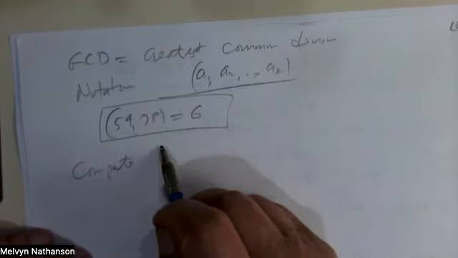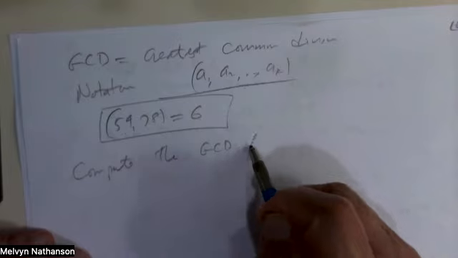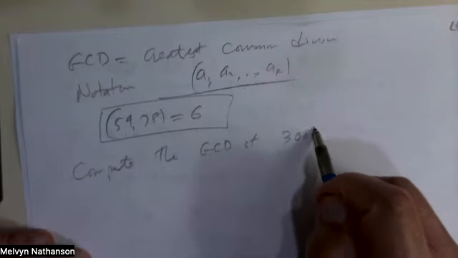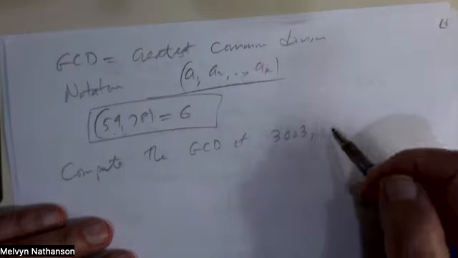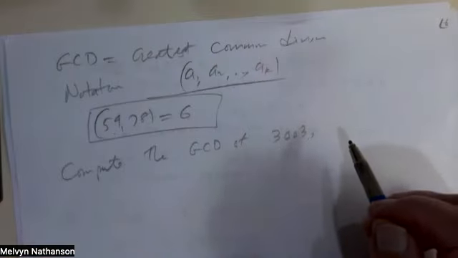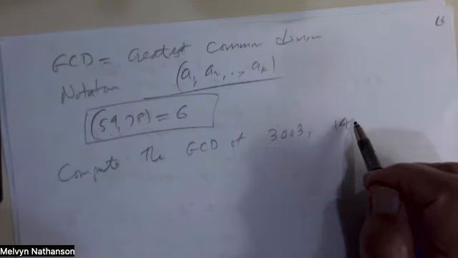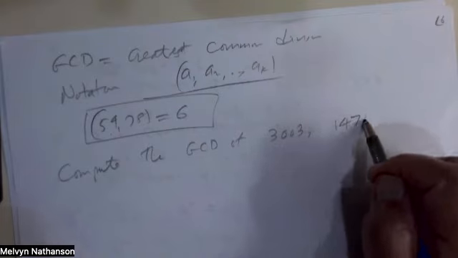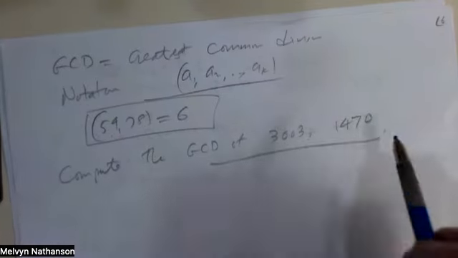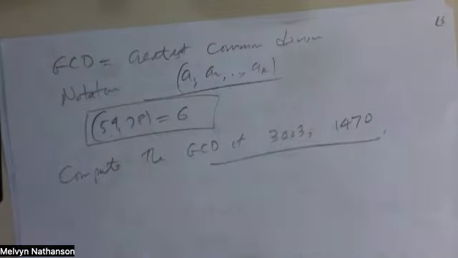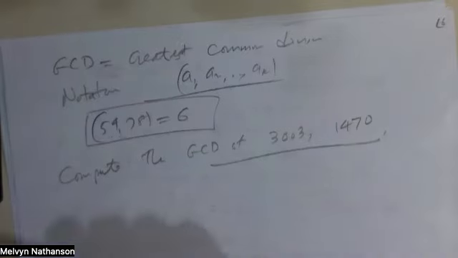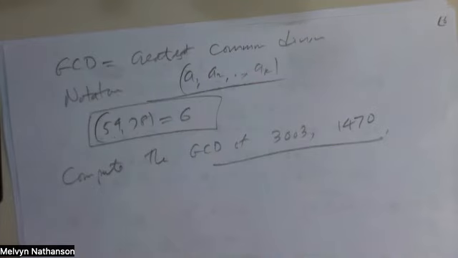So compute the GCD of 3003 and 1470. Let me pause for a minute and I'll give you a chance to do that. Anyone get a result? What is the GCD of these two numbers?